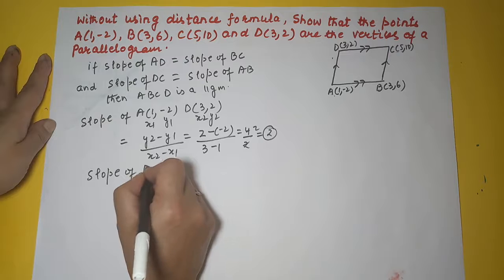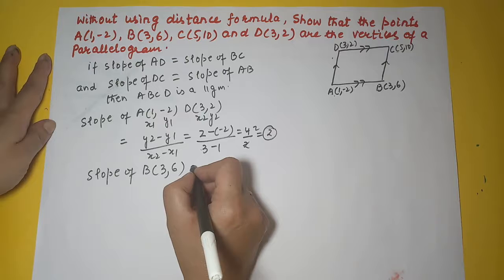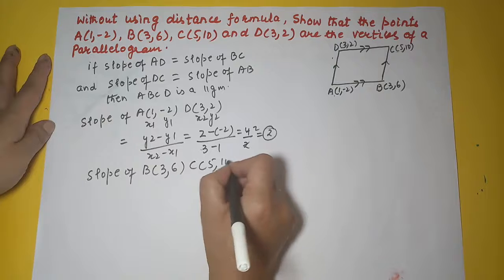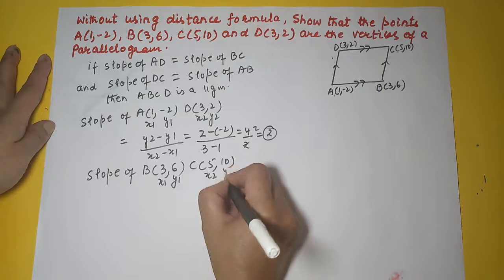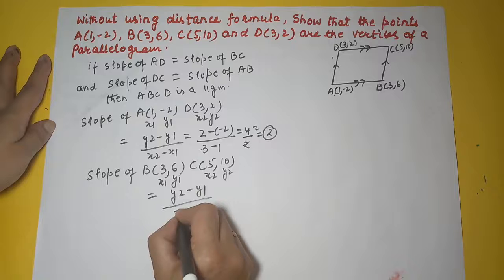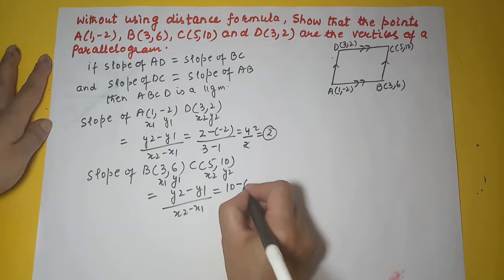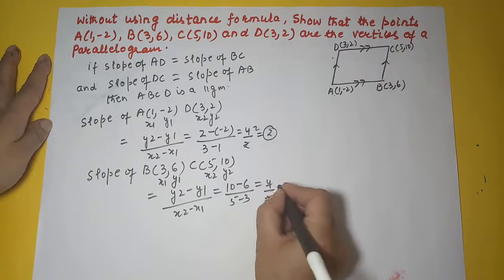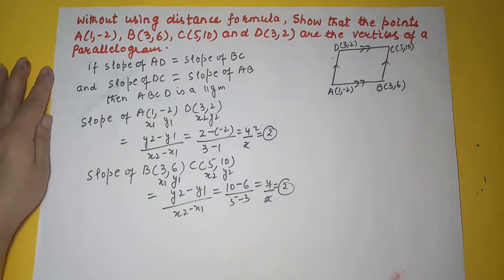Slope of B, let's write the coordinates of B, that is 3 and 6, and the coordinates of C are 5 and 10. Now this becomes my x1, this is my y1, this is my x2, this is my y2. So this is equal to y2 minus y1 upon x2 minus x1. So y2 is 10 minus 6 upon 5 minus 3, which is 4 upon 2. So you have proved that slope of AD is equal to slope of BC, right?